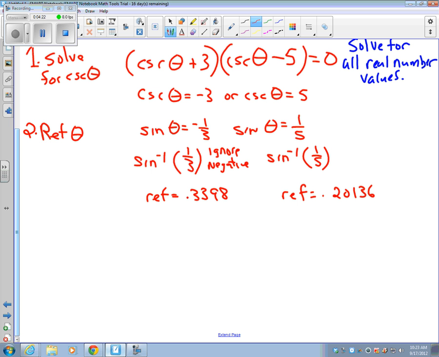What's that? Well, because sine is the reciprocal of cosecant. So if cosecant is 3/1, sine would be 1/3. You flip them around, right? Okay? And then what's step 3?